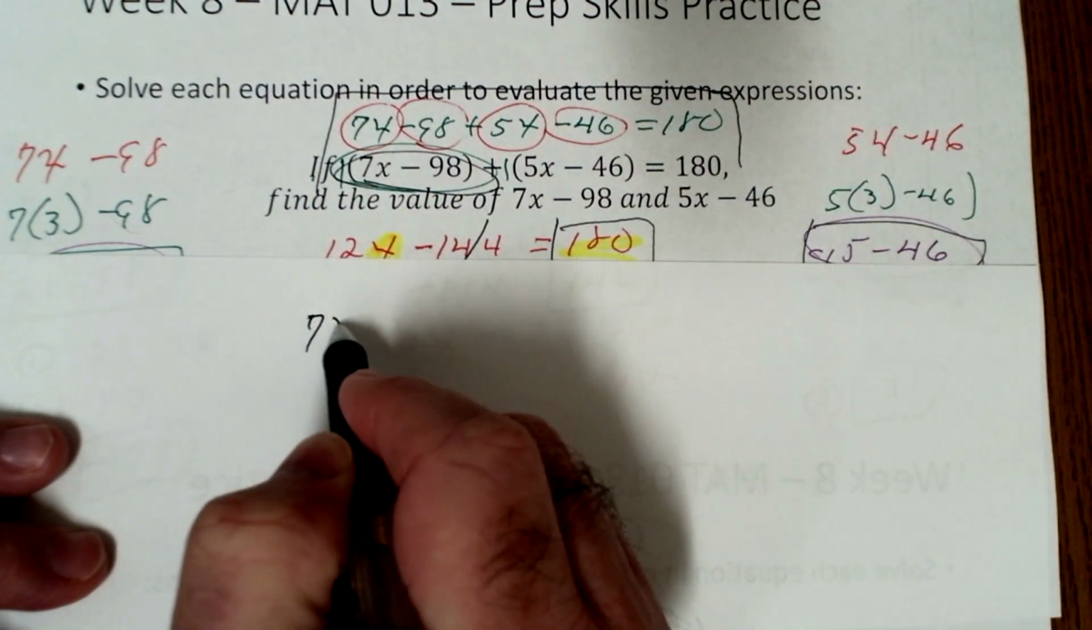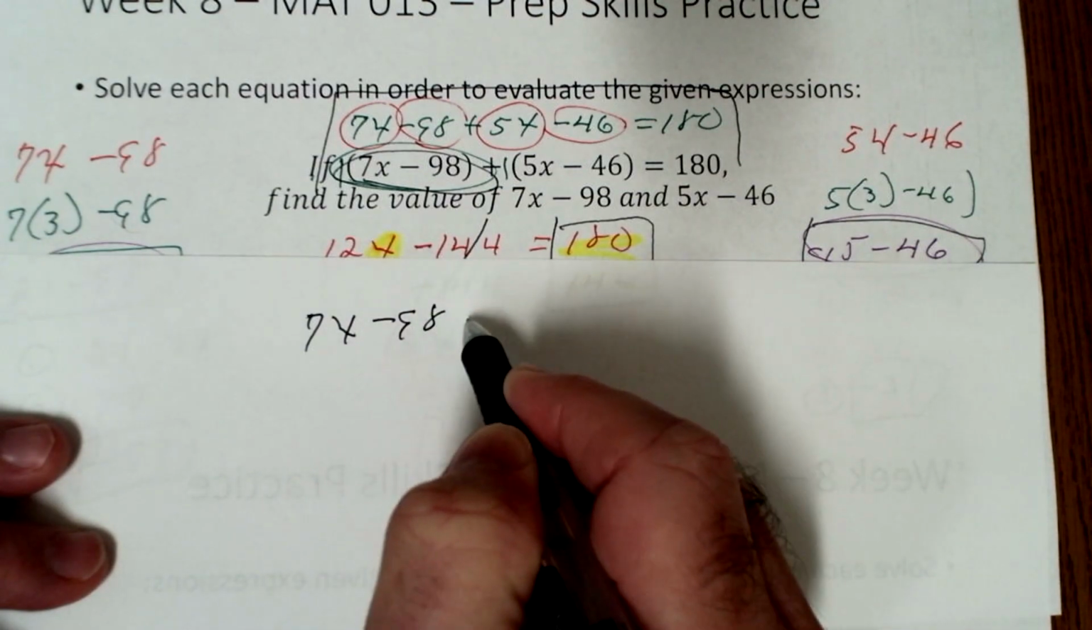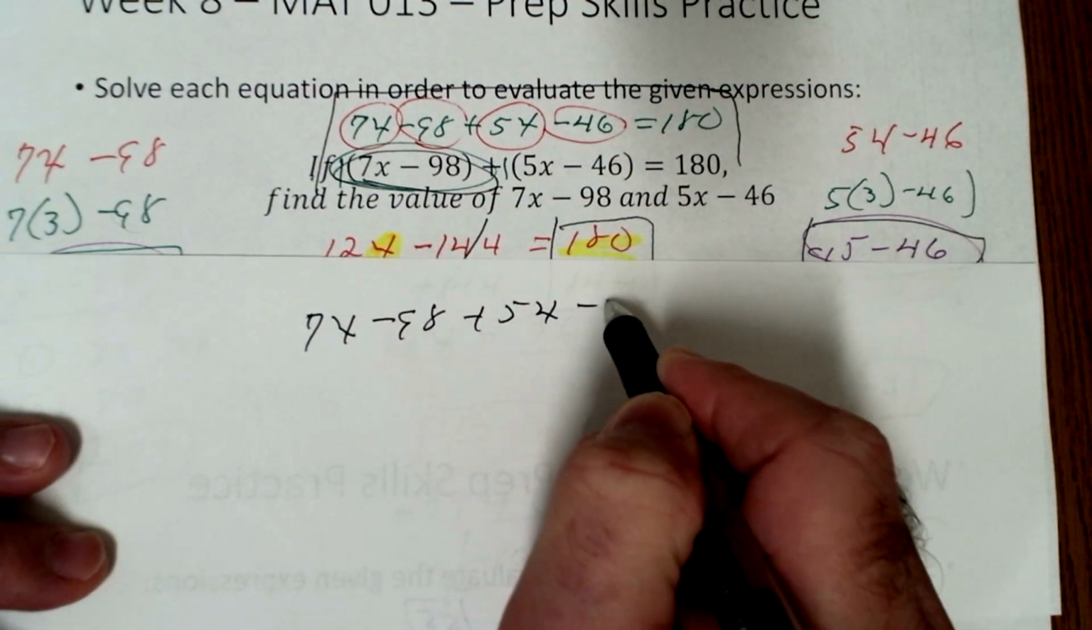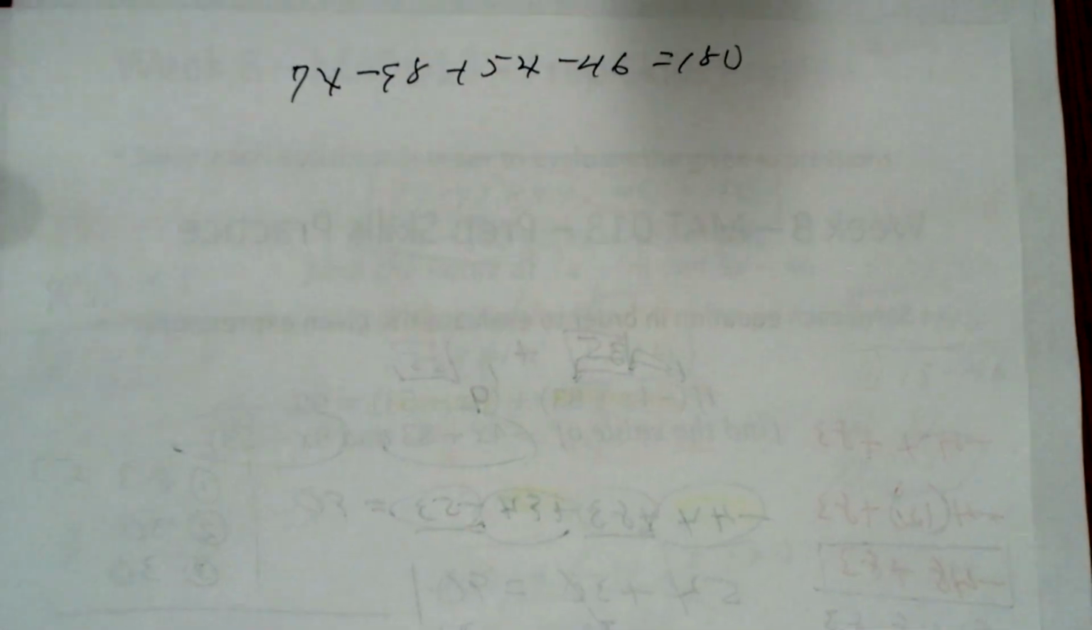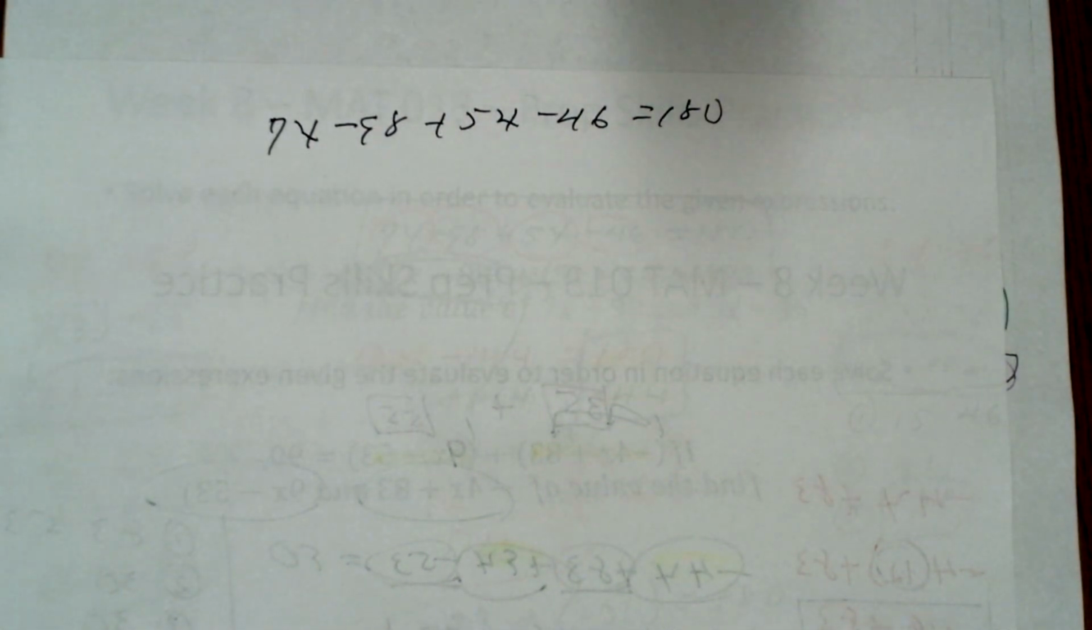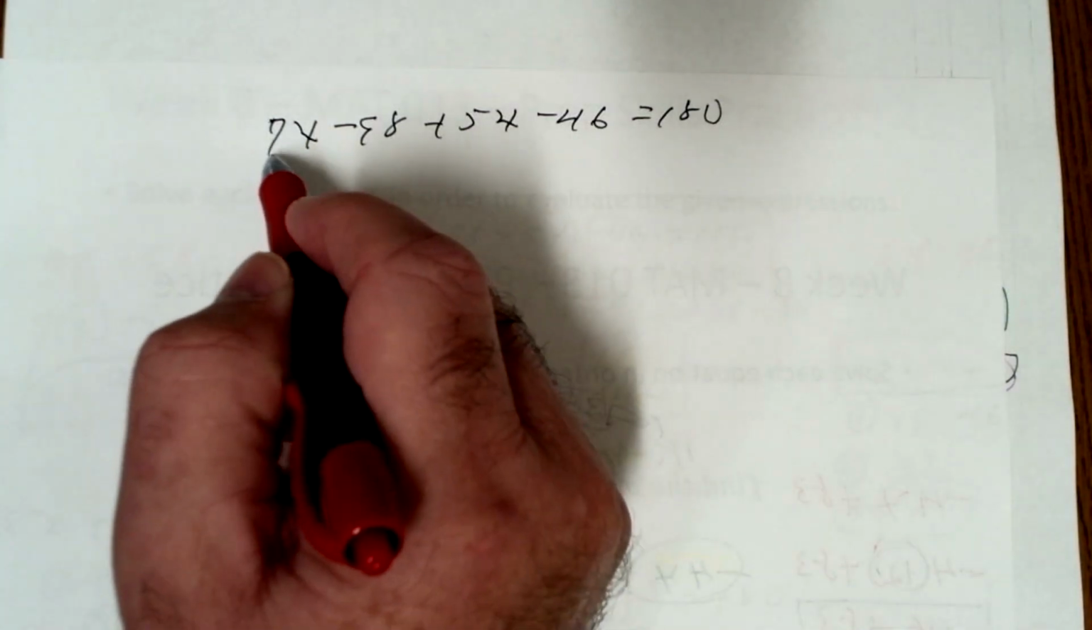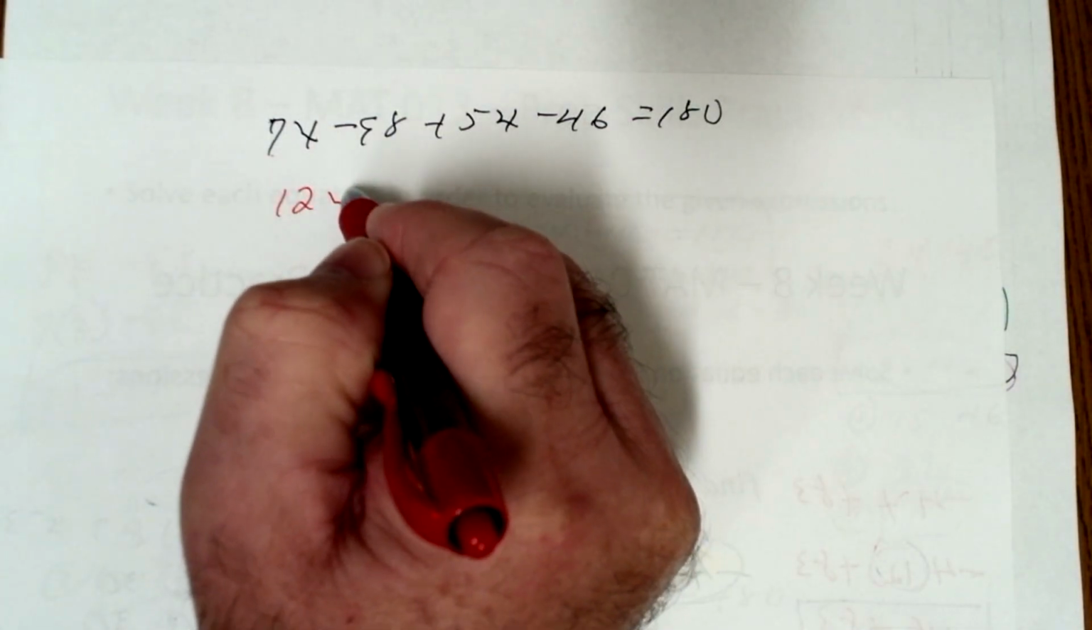So we know 7 times x minus 98 plus 5x minus 46 equals 180. The most common error there is the error I just made, and that is arithmetic. That is the most common error. Go back and check your arithmetic. All right, so 7x and 5x, we do know it's 12x.